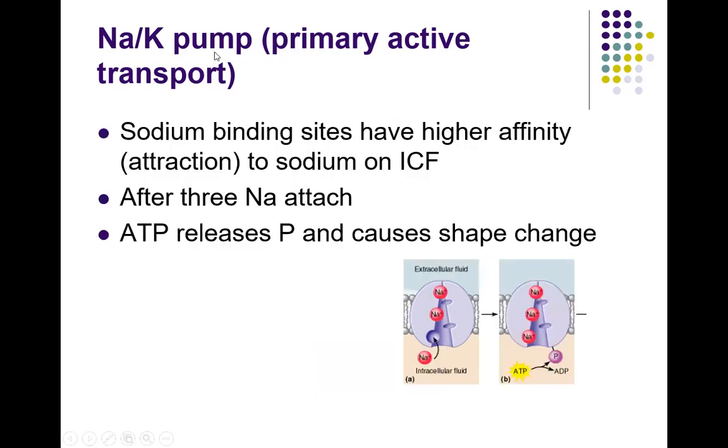So when we look at the sodium potassium pump, primary active transport, because the ATP molecule is binding directly to the pump, the sodium binding sites have a higher affinity or attraction to sodium on basically the intracellular fluid side, so inside of the cell. After the sodium attaches, the ATP that attaches is going to basically cleave the bond between the second and third phosphates, and when it does that, it releases energy. It creates a phosphate that's still attached to the pump, and then the ADP, which is adenosine diphosphate, and it changes the shape of this sodium potassium pump.